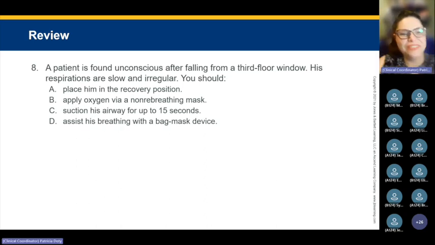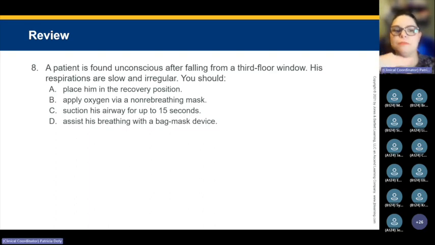You're so welcome. Number 8, a patient is found unconscious after falling from a 3rd floor window. His respirations are slow and irregular. You should A, place him in the recovery position. B, apply oxygen via a non-rebreather mask. C, suction his airway for up to 15 seconds. Or D, assist his breathing with a BVM.